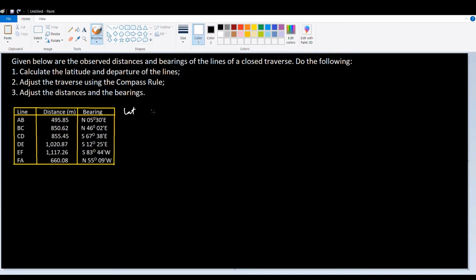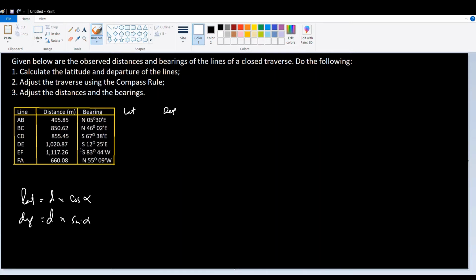Again, what is our formula for the latitude? The latitude is equal to the distance times the cosine of the angle, and the departure is equal to the distance multiplied by the sine of the bearing or the azimuth.